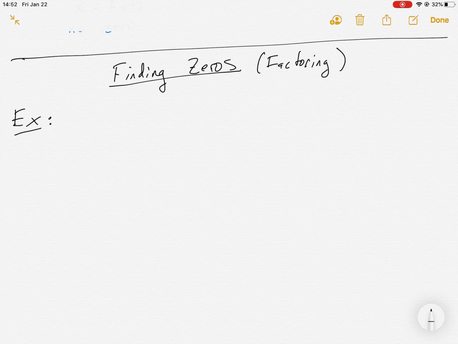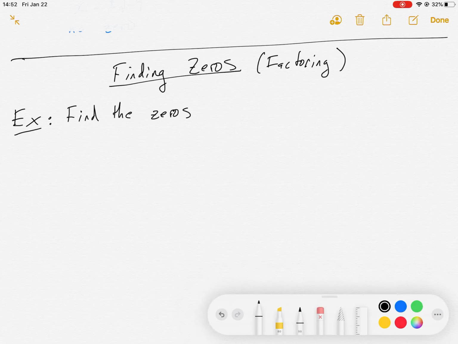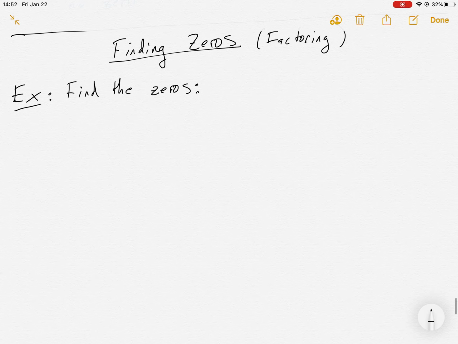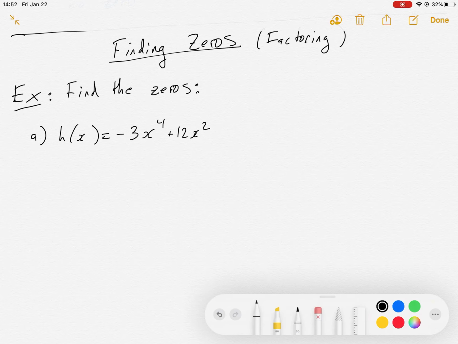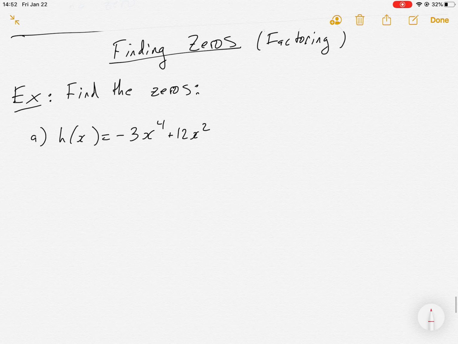We're going to look at 5 examples, and we're just going to find the zeros. And really these are all just factoring strategies. So to start off with, let's look at this polynomial: negative 3x to the fourth plus 12x squared. Now in this problem, we're going to use a factoring method that should always be your first choice, and that is to look for a greatest common factor, or the GCF.